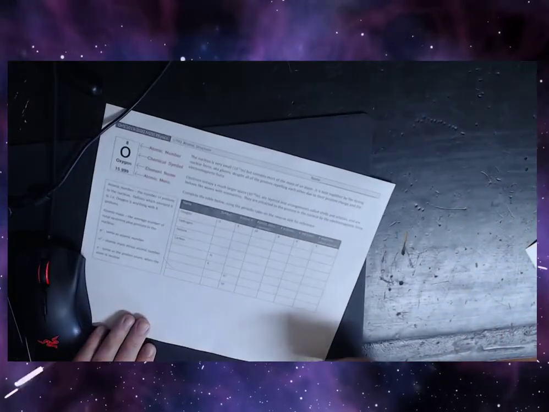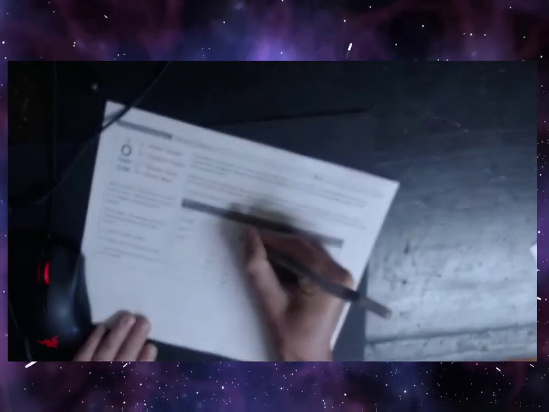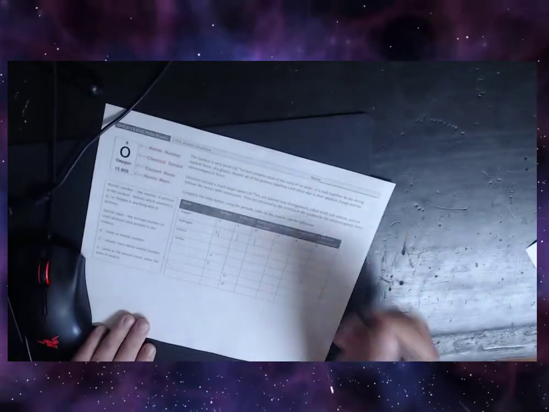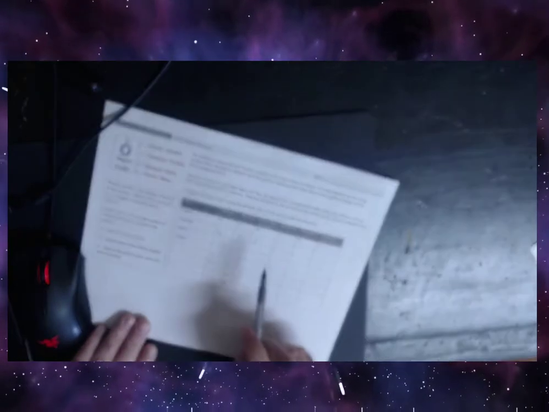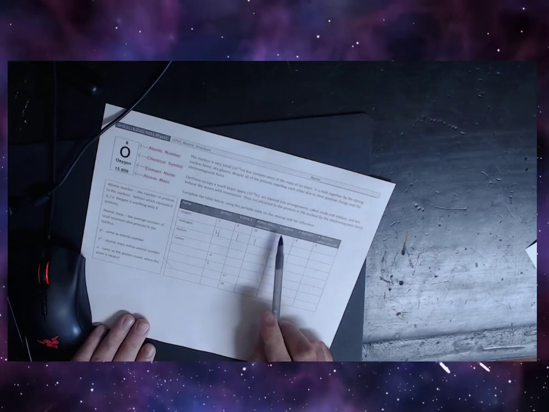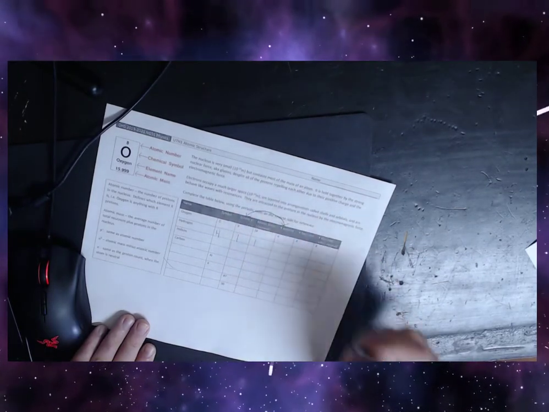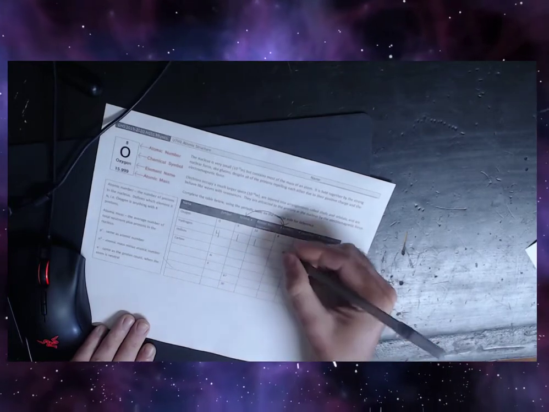So headed back over. Symbol is H. The atomic number is 1. The atomic mass is 1. Here's what that means. Atomic number is the number of protons. These two things are the same exact idea. Atomic number is the proton count. So if this is 1, that's 1.